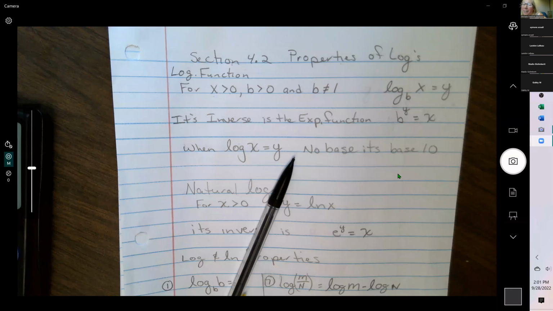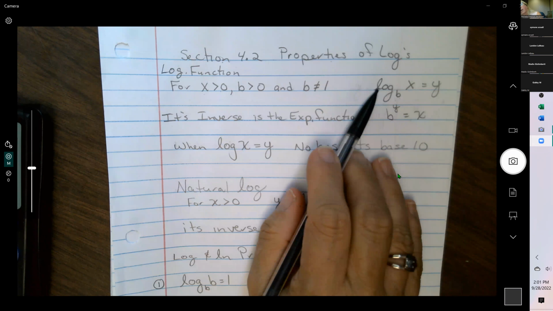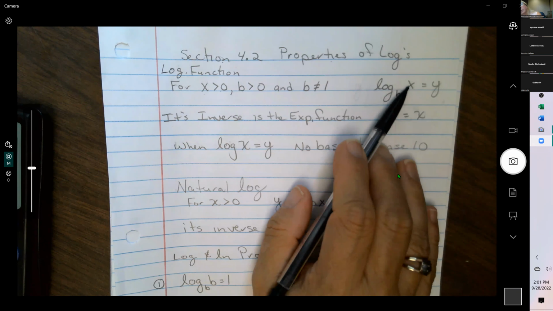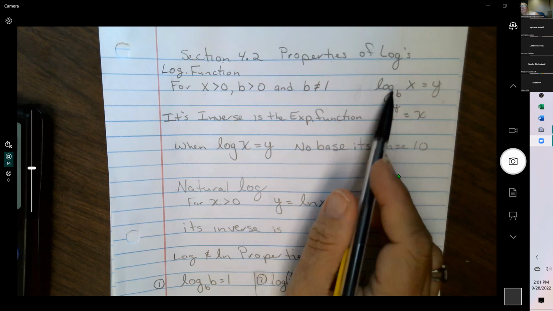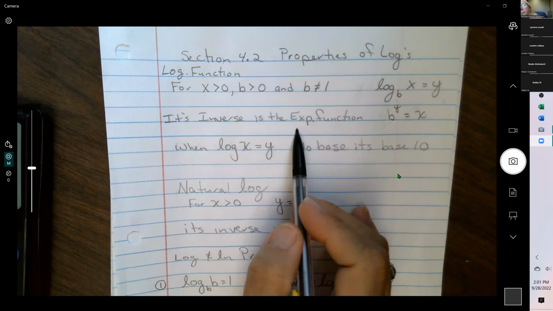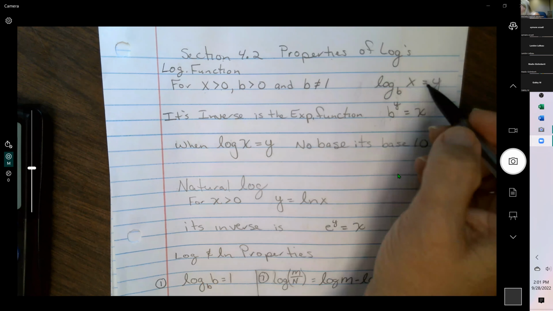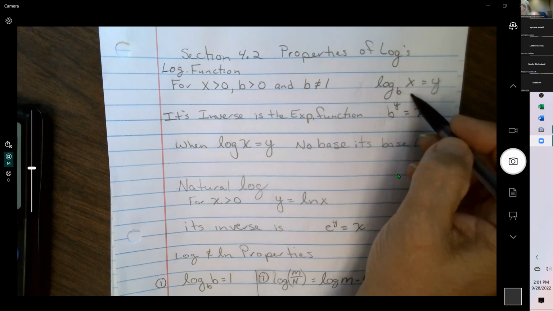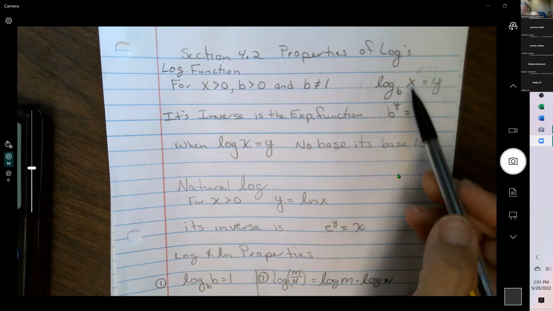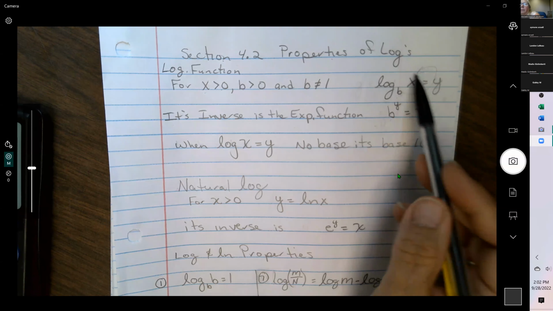Yes, there's supposed to be a lot of definitions on the screen. So when you're looking at the log, you read it log base b of x equals y. The inverse of the log is the exponential function, and these can be written back and forth. When we write these, I find it easy to just start with the base and loop around. b to this power equals this. So it just loops around.